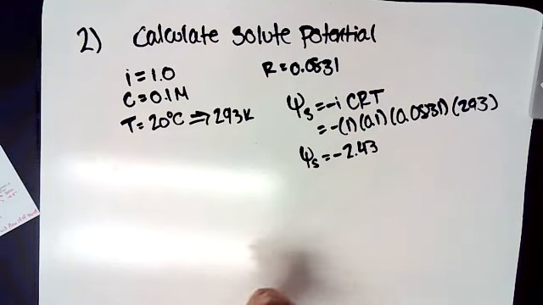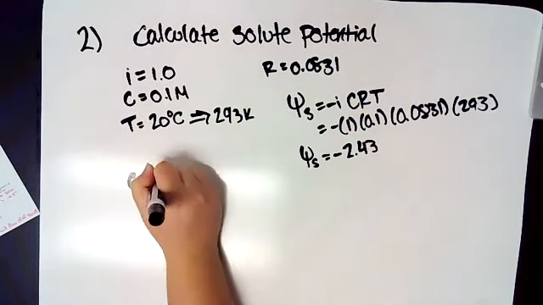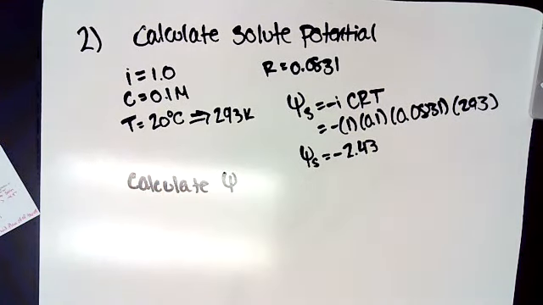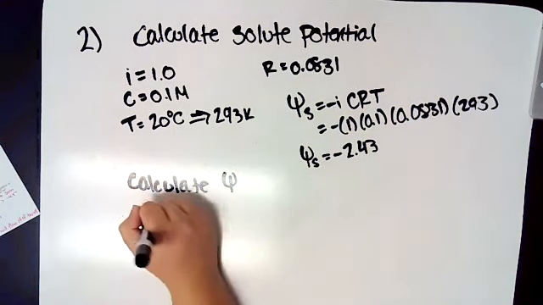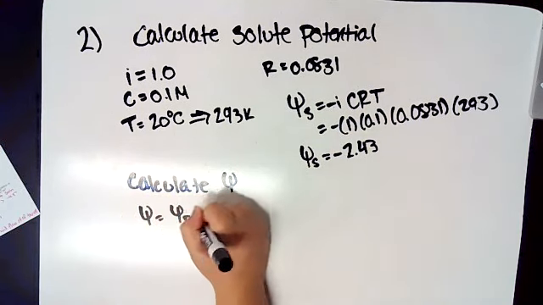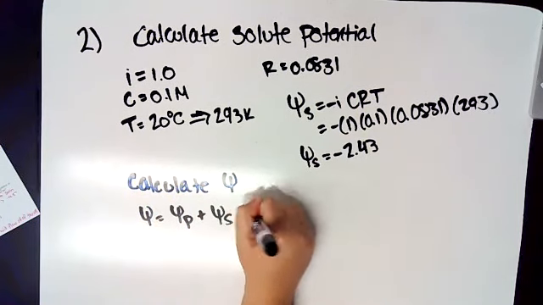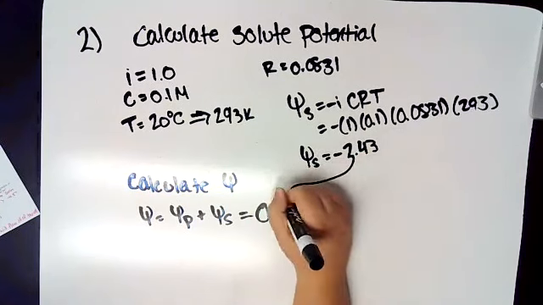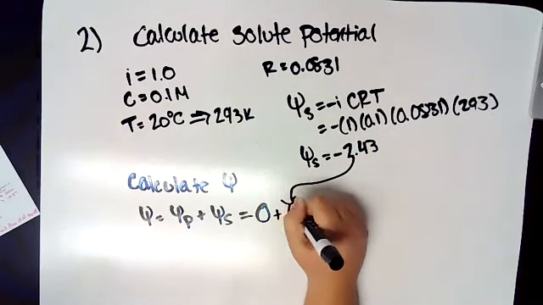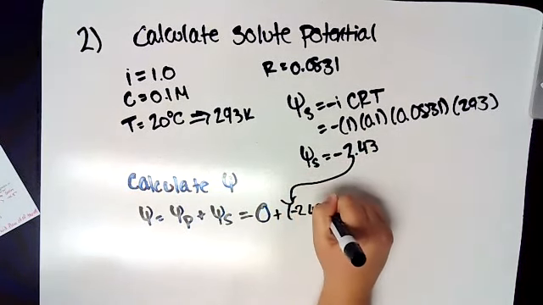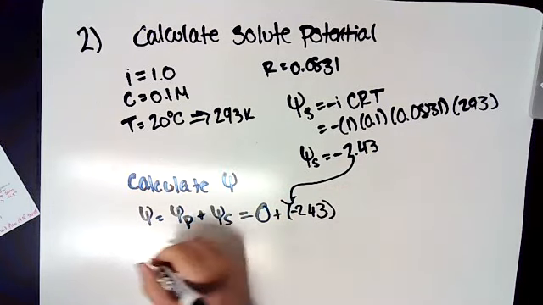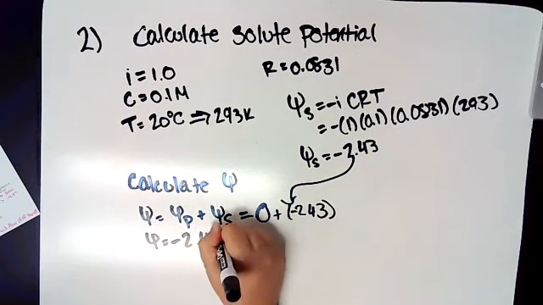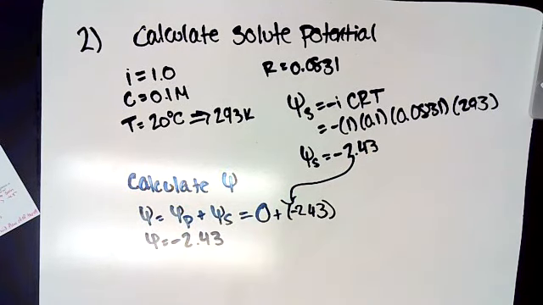So next, we want to calculate our overall water potential, right? So water potential equals pressure potential plus solute potential. We know our pressure potential is 0 because we're in an open beaker, and we calculated our solute potential to be negative 2.43. So that means our water potential equals negative 2.43.